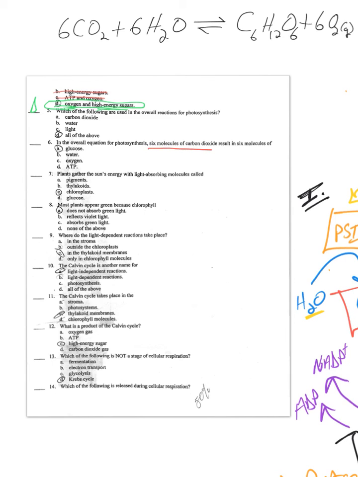And so for the question that is asked in question 6, the overall equation for photosynthesis, 6 molecules of carbon dioxide result in 6 molecules of what? Well, it's only 1 molecule of glucose. There's 6 molecules of oxygen. And of course, you're using 6 molecules of water to get that. So that's what you're producing. So you're producing 6 molecules of oxygen. All right, so the right answer there is C.